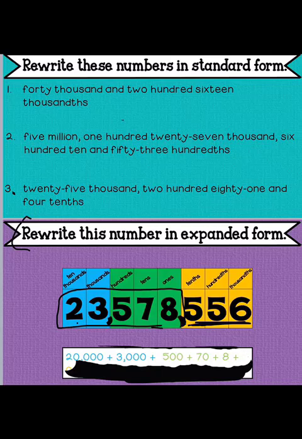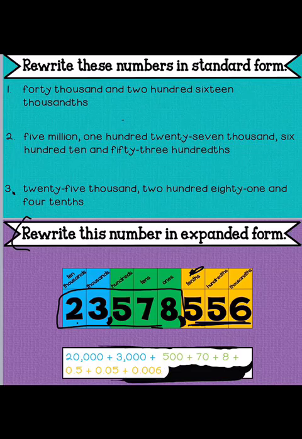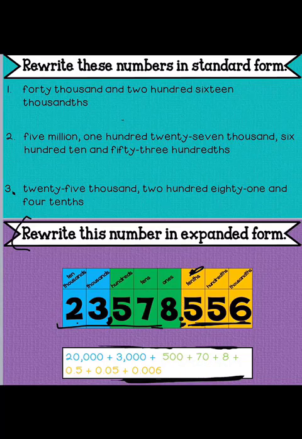Then, for here we have 5 tenths. So we need to write plus 5 tenths. Then we have a 5 in the hundredths place. To add in plus 5 hundredths. And a 6 in the thousandths place. So we need to add in 6 thousandths. If we add all of those numbers together, we would get 23,578 and 556 thousandths.